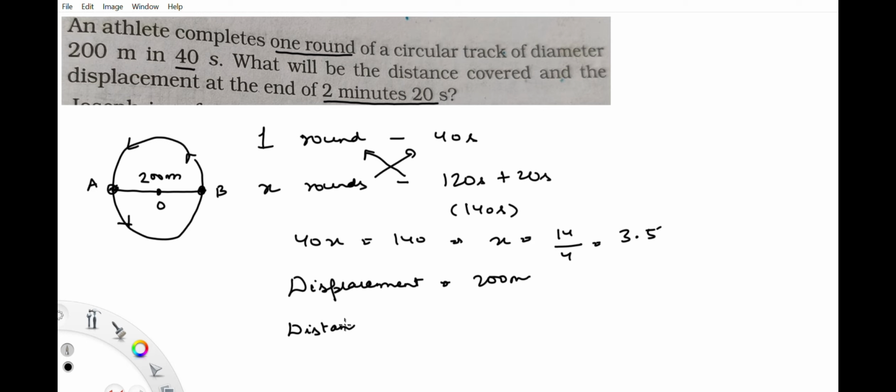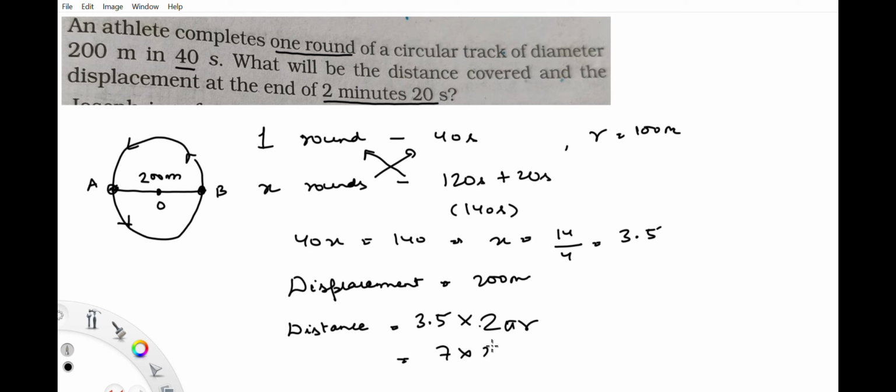If I want to calculate the distance, or the total path length, for these 3.5 rounds, I know that the circumference of a circle is 2 pi r, and I am given r as 100 meters, because the diameter is 200, so the radius becomes 100 meters. So I multiply 2 pi r by 3.5. Why? Because the athlete has covered 3.5 rounds.